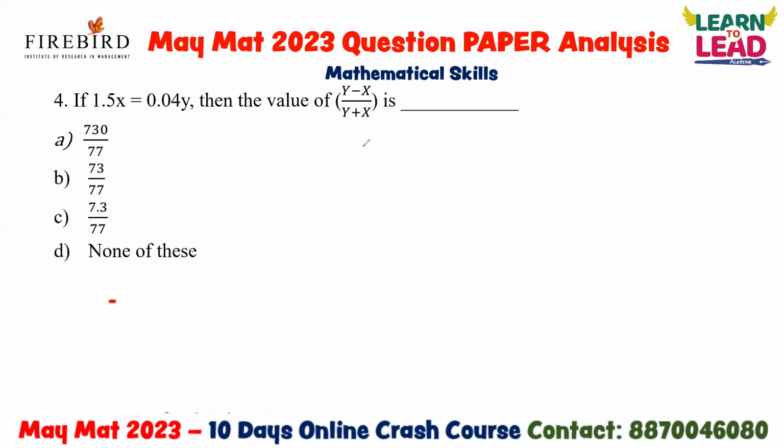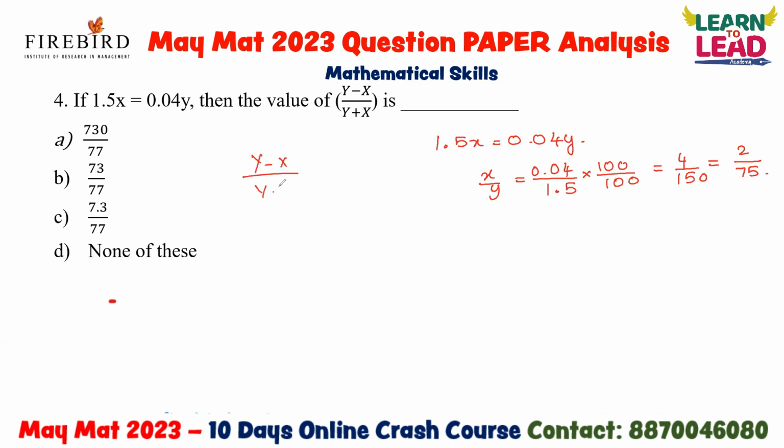If 1.5x is equal to 0.04y, you have to find out the relation between x and y. You need to find a relationship between x and y. So, x by y is equal to 0.04 divided by 1.5. Both the numerator and denominator are in decimal, so multiply both by 100, and you will get 4 by 150. If I cancel in terms of 2 table, we'll get 2 by 75.